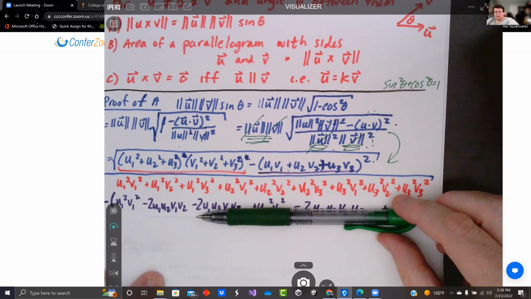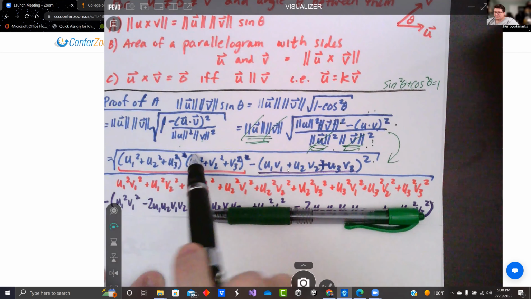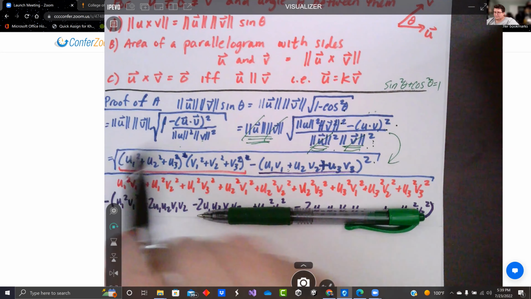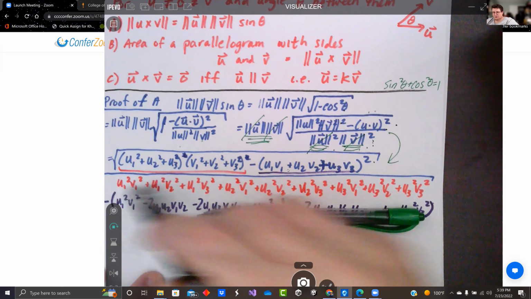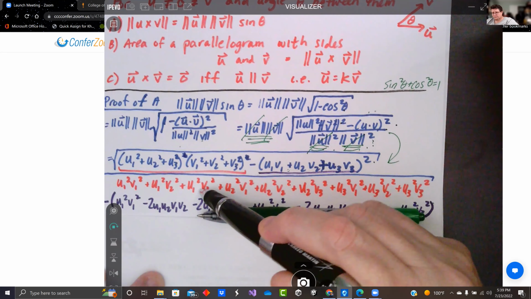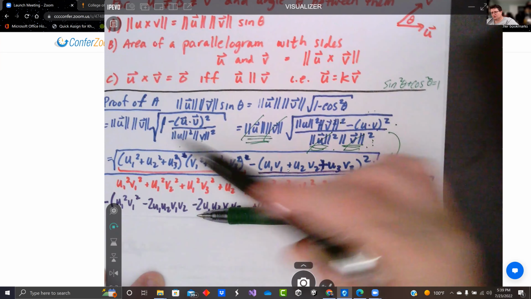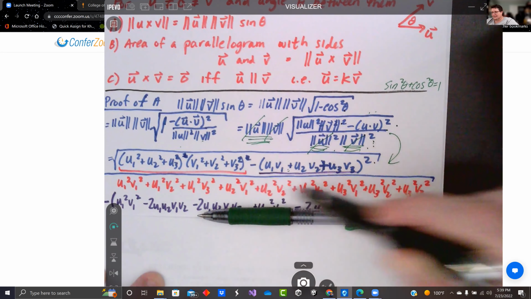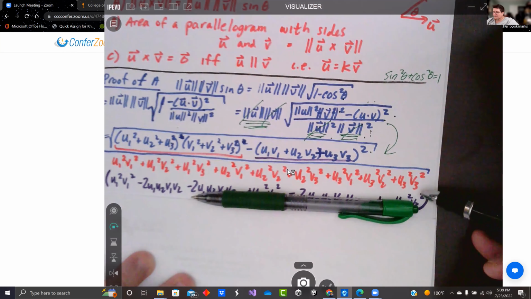Okay. I went component by component. U1 times V1, U1 times V2, and these are all squared, U1 times V3 squared. That's the first three here. Then U2 times V1, U2 times V2, U2 times V3. That's the second set of three. And this third set of three, notice I've got U3 on all of them. So that's the first half.